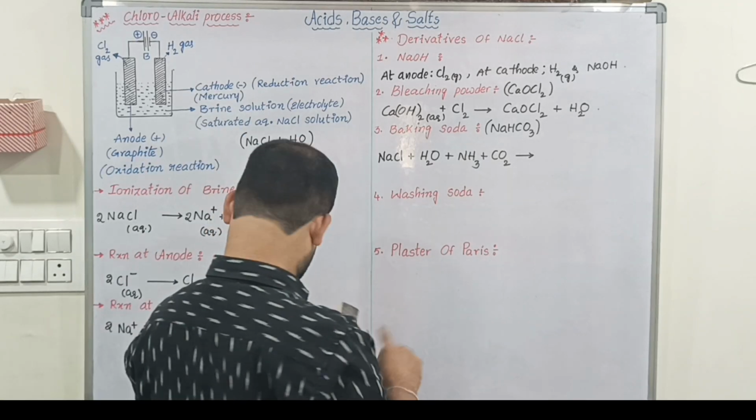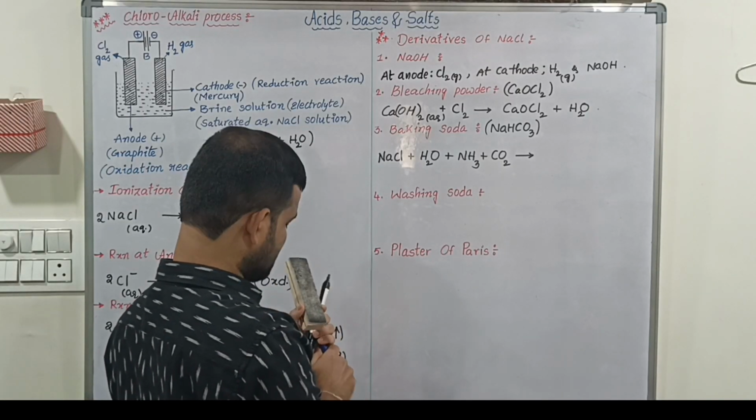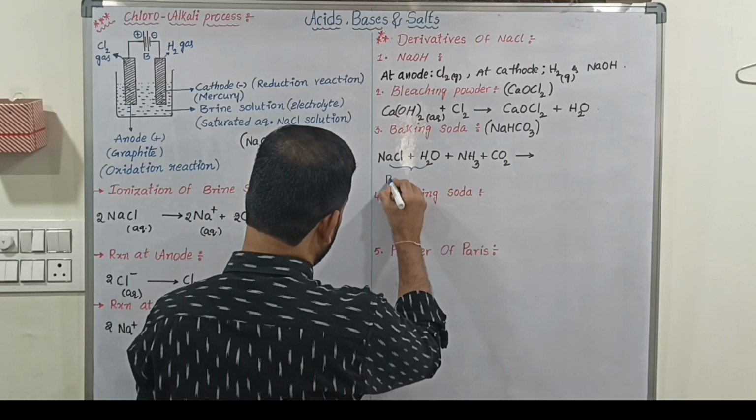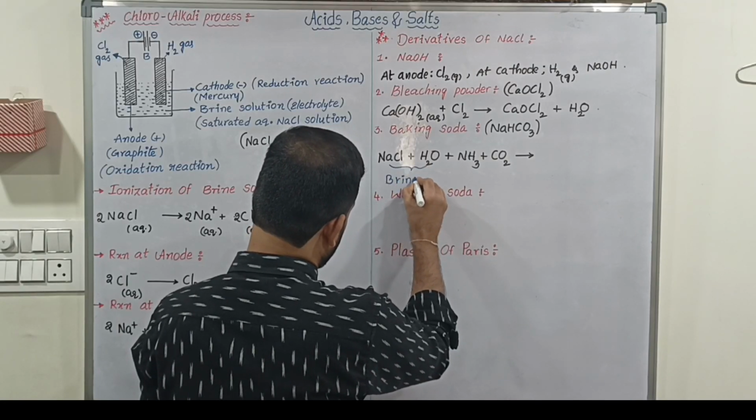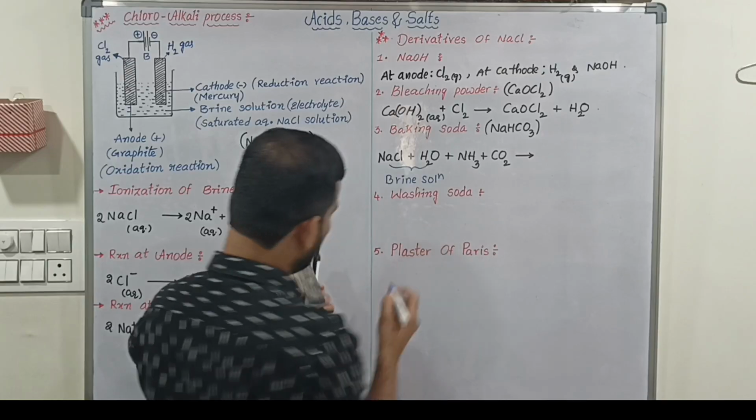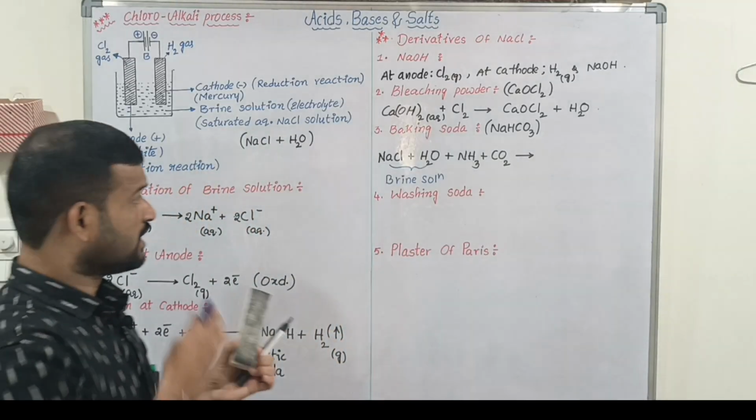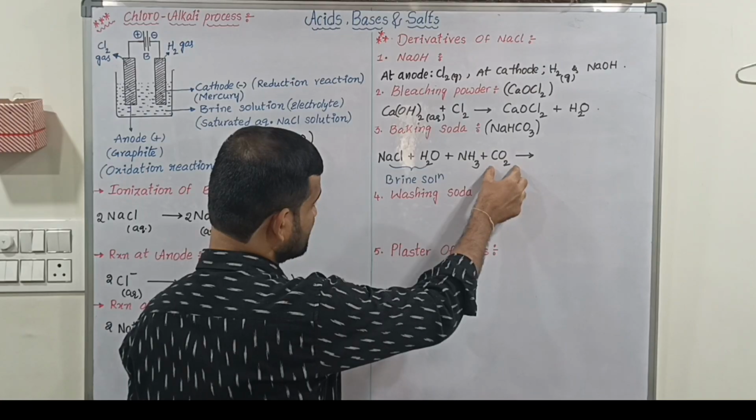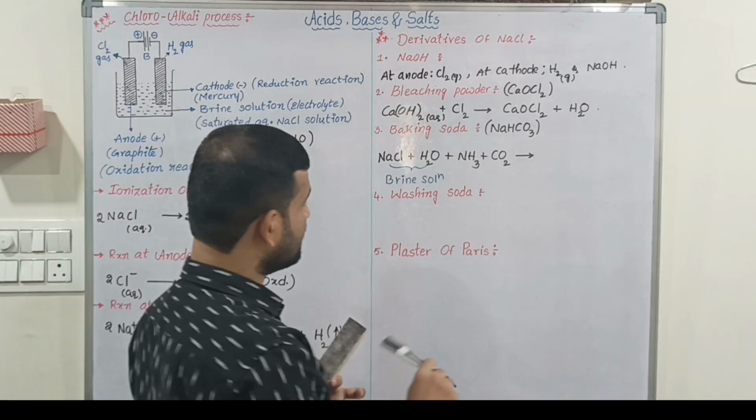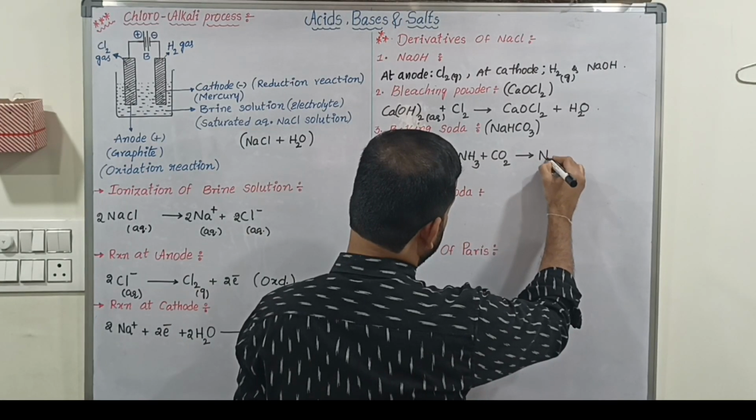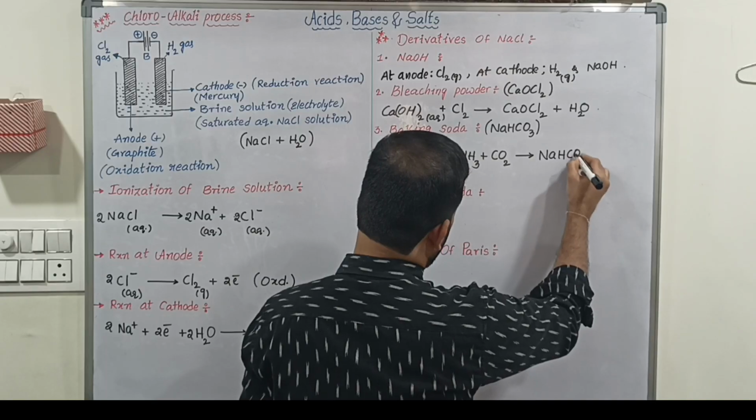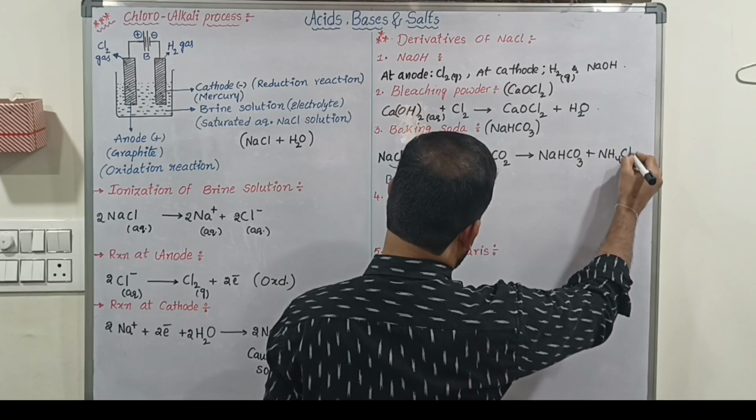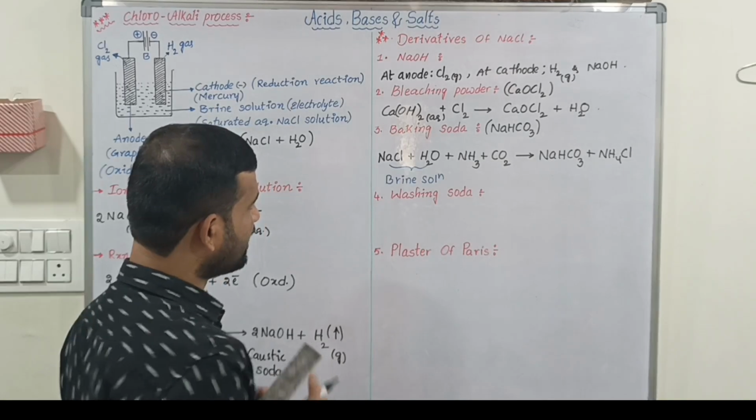First we take the brine solution. The mixture of sodium chloride and water is called a brine solution. Whenever we pass ammonia gas and carbon dioxide gas through the brine solution, we get sodium hydrogen carbonate plus ammonium chloride. Is this balanced?